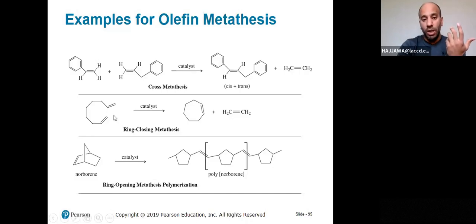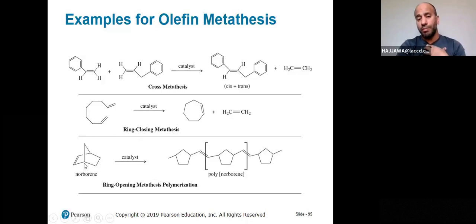So you will end up making a C double bond C that's going to break to give you CH2 with another CH2, and that's the ethylene. And you're going to attach that internal carbon with the other internal carbon to end up making this cyclic alkene structure. So that's important to keep in mind.